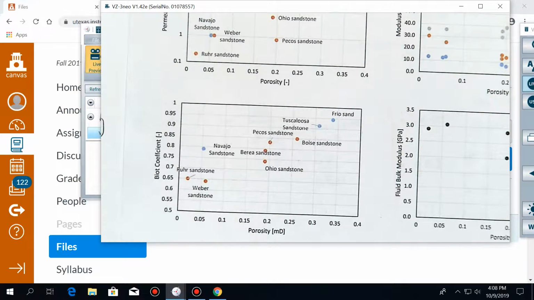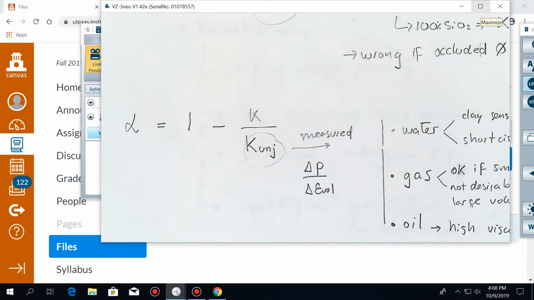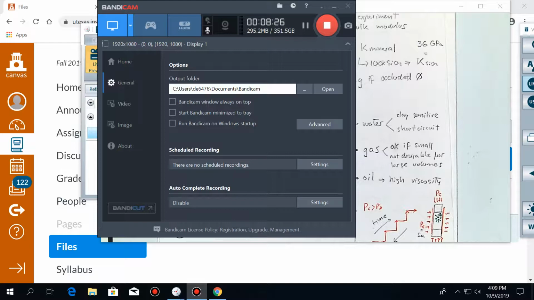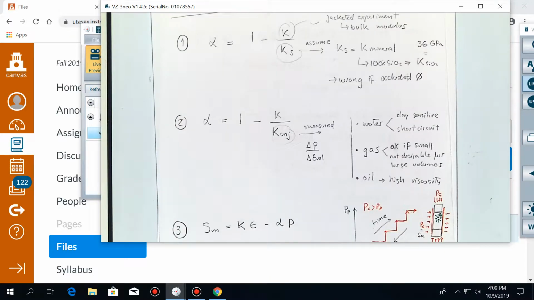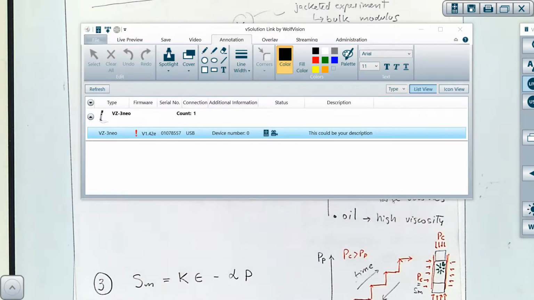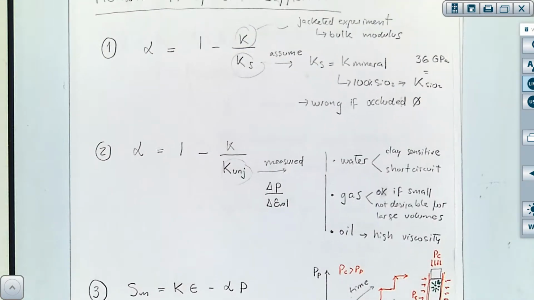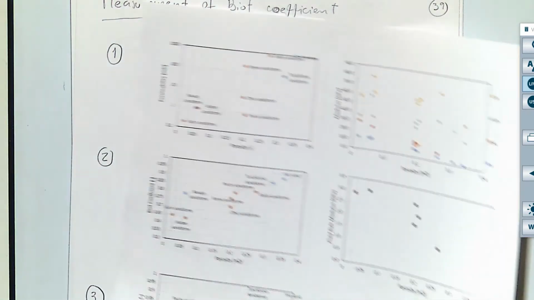All right. So I was telling you that I would share with you some results about Biot coefficient. From our previous lecture, we talked about the Biot coefficient and what those poroelastic parameters mean. And we talked about how to measure the Biot coefficient. And here I have some results.